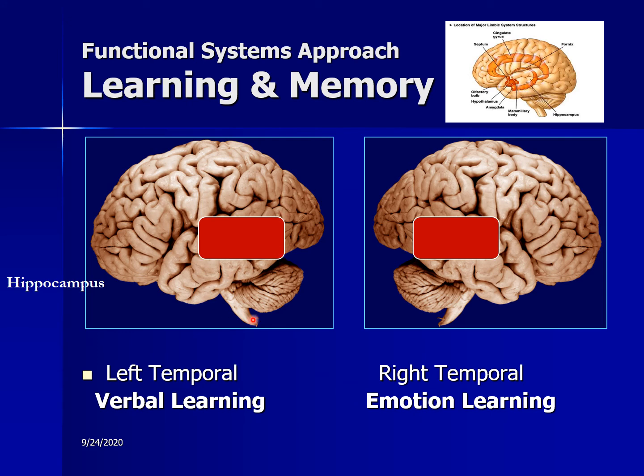Now let's move in the neuropsych eval to learning and memory. Your left hippocampal and parahippocampal system processes verbal learning. Your right hippocampus and parahippocampus processes emotional learning, non-linguistic emotional learning.